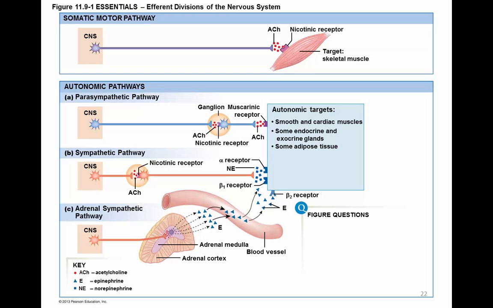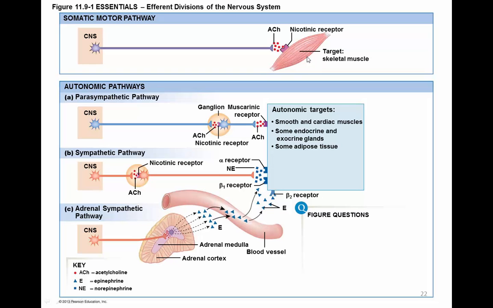Here's a reminder from your studies of the nervous system that the nerves that control skeletal muscles are called the somatic motor system. They have their cell bodies in the spinal cord and the central nervous system. They project axons out into the body that will synapse on muscle cells, communicating with those muscle cells through the use of acetylcholine. Acetylcholine will activate nicotinic receptors, which will then activate the skeletal muscles.